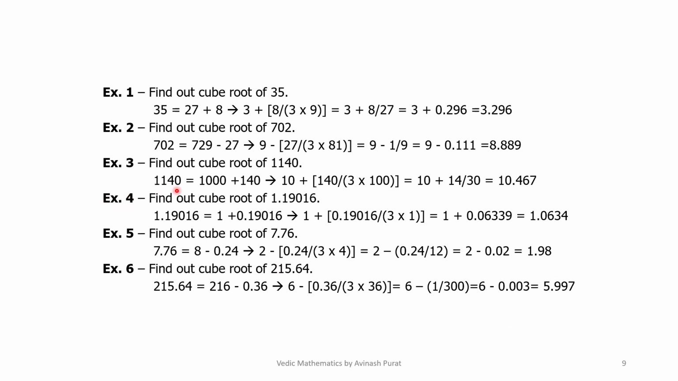Example 3: find the cube root of 1140. 1140 is 1000 plus 140. 1000 is 10 cube. So 10 plus 140 divided by 3 multiplied by 10 square, that is 100. So 10 plus 14 by 30, that is equal to 10.467.